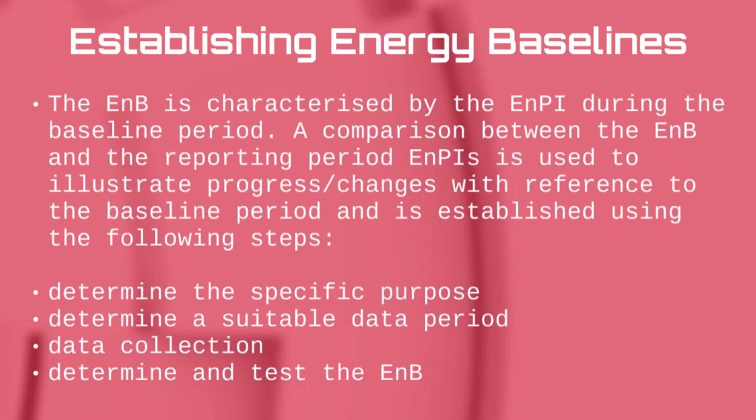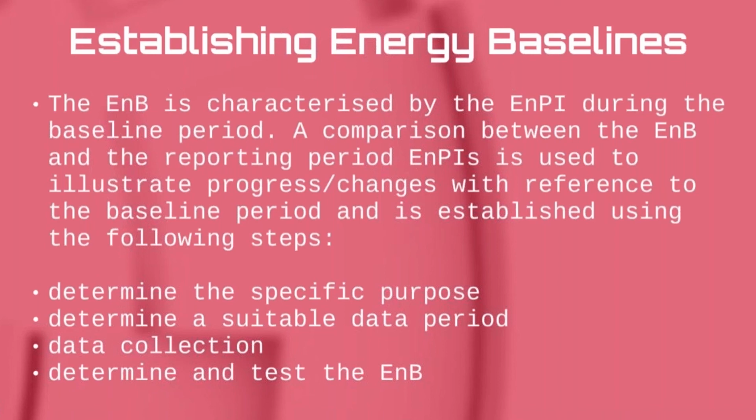So the comparison between the baseline and the reporting period energy performance indicator is used to illustrate progress or changes with reference to the baseline period. And it's established using the following steps: determining the specific purpose, determining the suitable data period, data collection, and determine and test the baseline. So let's look at those points in a bit more detail.